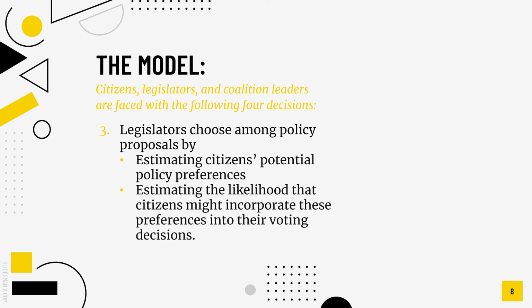Now, legislators, their decisions. Legislators are choosing among policy proposals by, one, estimating citizens' potential policy preferences. And that's the first decision we just talked about. And then second, estimating the likelihood that citizens might incorporate these preferences into their voting decisions. That's the second decision. So that's why the model breaks up citizen decision making into two separate decisions, because citizens have to A, develop preferences, and then B, incorporate those preferences into their electoral outlooks, right? Who are they going to vote for and why?